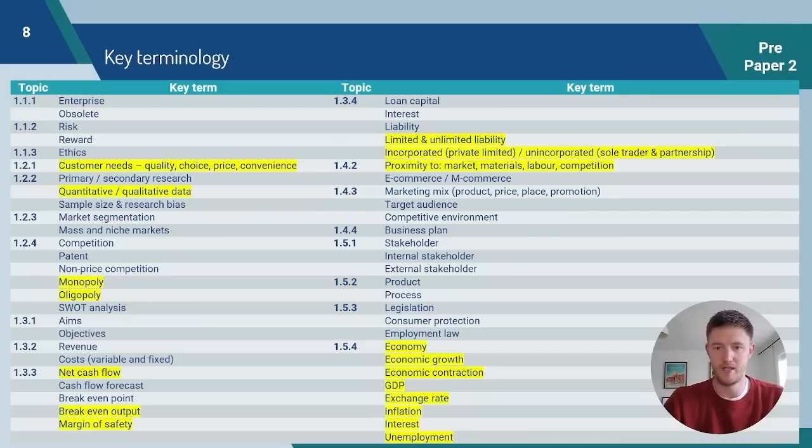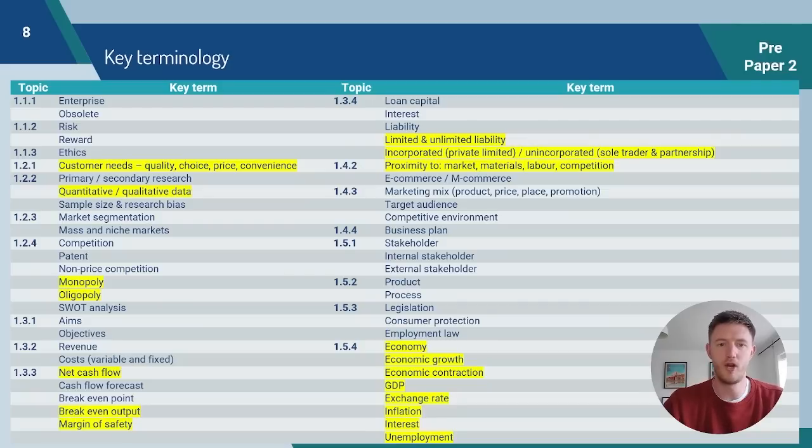I would have a look at the whole list, see if there's anything you're not sure about, and check it out. I've gone with customer needs, not because I don't think anyone knows what customer needs are, but I think students forget what the 4 customer needs that you study are. So that is quality, choice, price, and convenience. I've put in qualitative and quantitative data just so people know the difference between the two. Quantitative is numerical data, so statistics, numbers. Qualitative is more like thoughts and opinions.